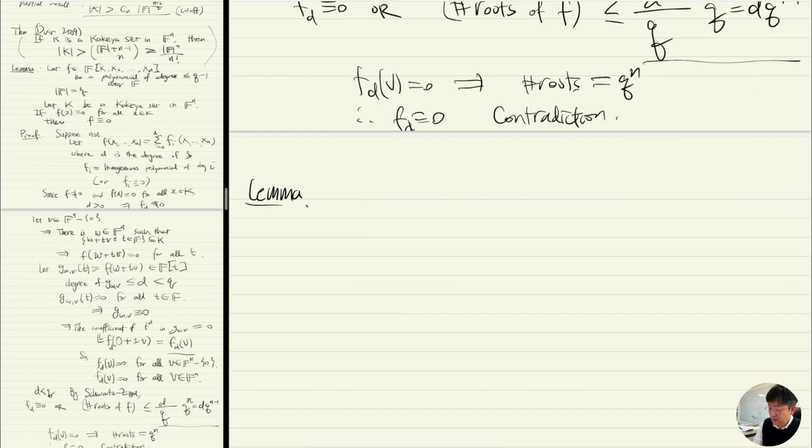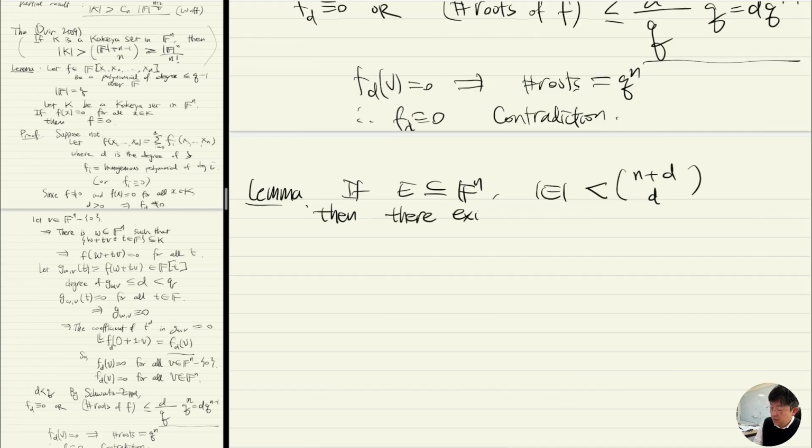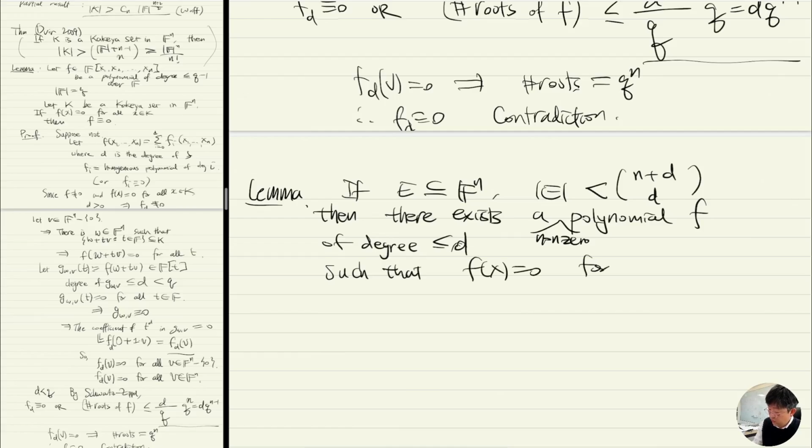Let's say E is a subset of F to the n, and the size of E is less than n plus d choose d. Then there exists a non-zero polynomial f of degree at most d such that f of x is 0 for all x in E. So this says it's possible to construct a polynomial which is non-zero, but on my favorite subset it is 0, as long as this subset is small.